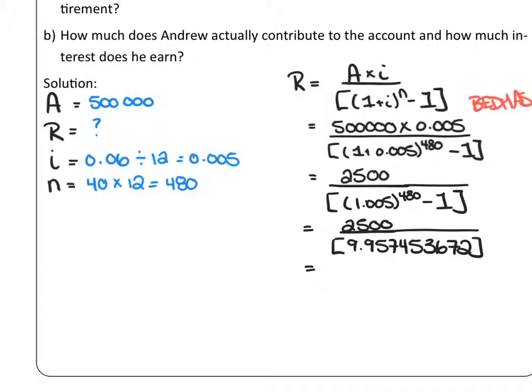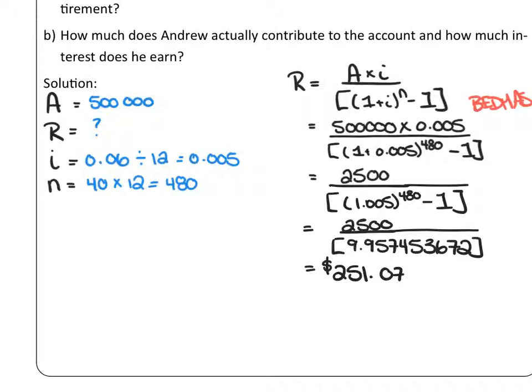And we'll just divide. 2,500 divided by 9.957453672. And I get 251.07, and now we can round because we got to the end. So therefore, if he wants to have 500,000 in 40 years, he's going to have to deposit $251.07 every month. That's not bad. It's kind of doable.